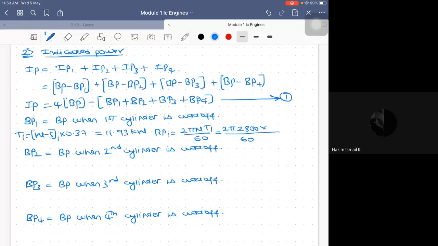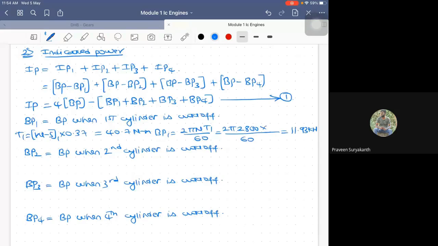Okay, so give me the value of torque. This is 11.93 kilowatt. How much is the value of torque? 40.7. 40.7 Newton meters. Similarly, you go on calculating for everything.